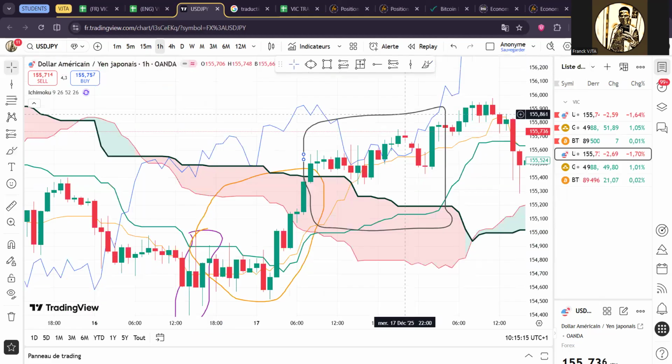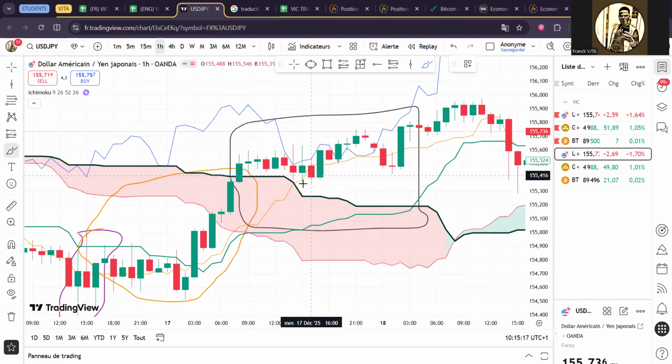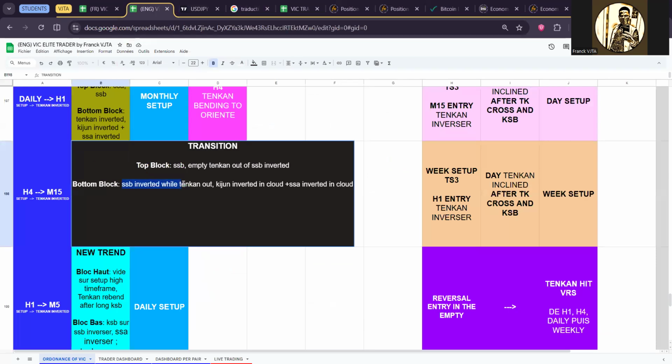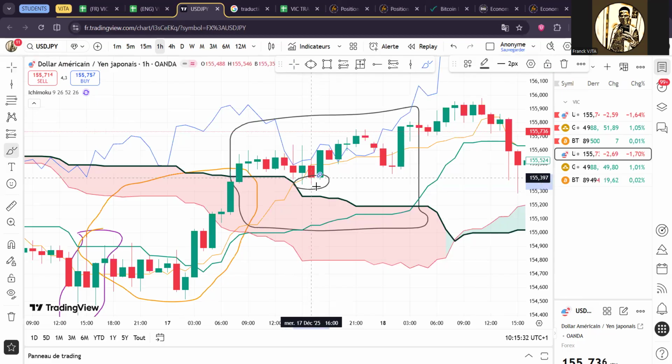On this transition, where is the bottom point? The bottom point is on this Tenkan, when Tenkan is above SSB, right? SSB inverted while Tenkan is out. That's the bottom point where you need to enter. That's your entry number one.